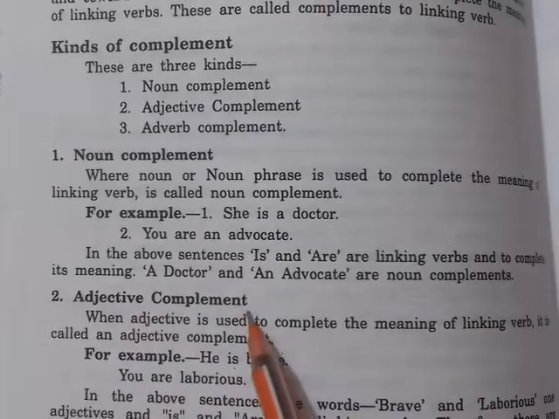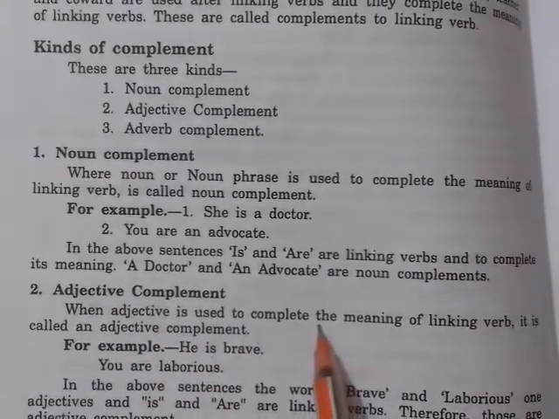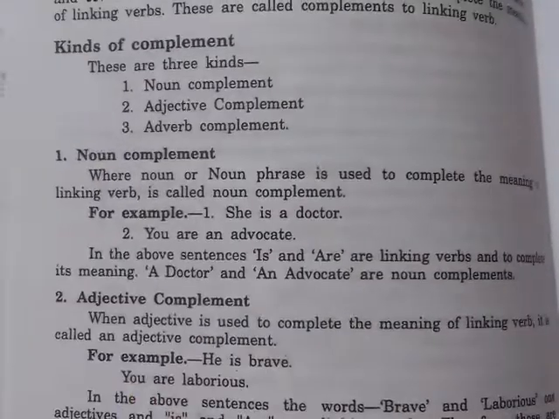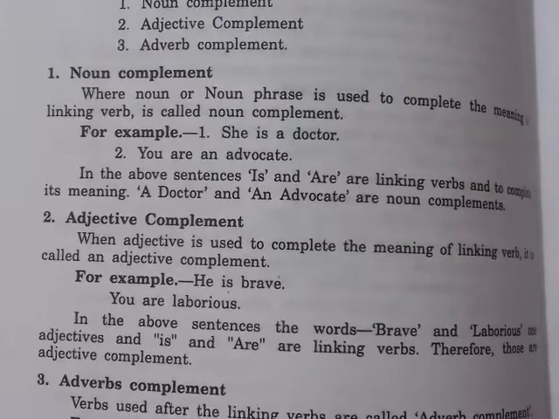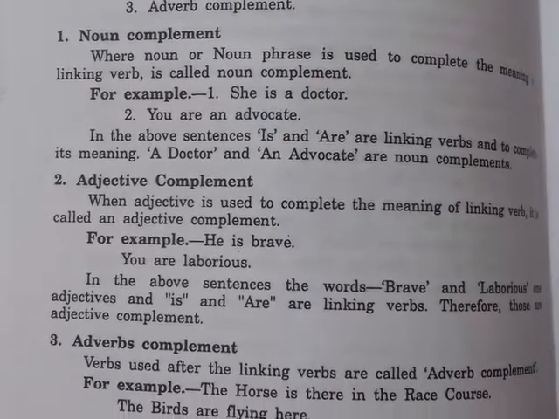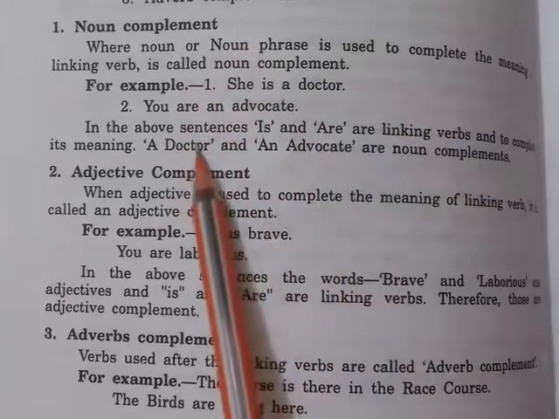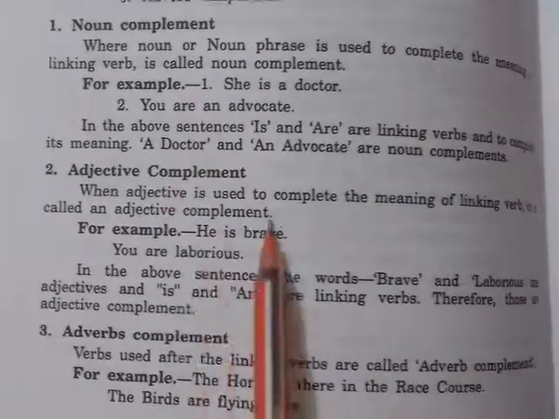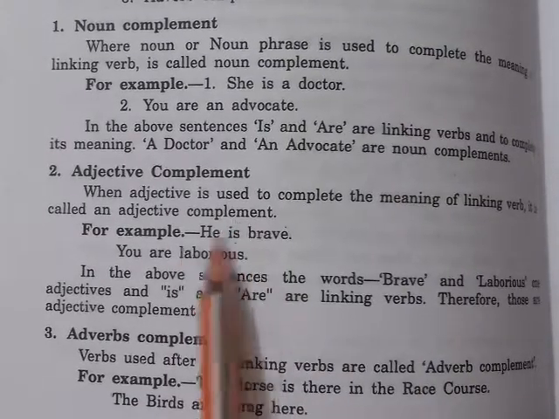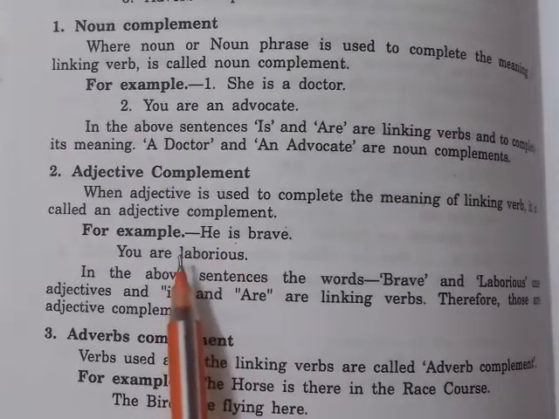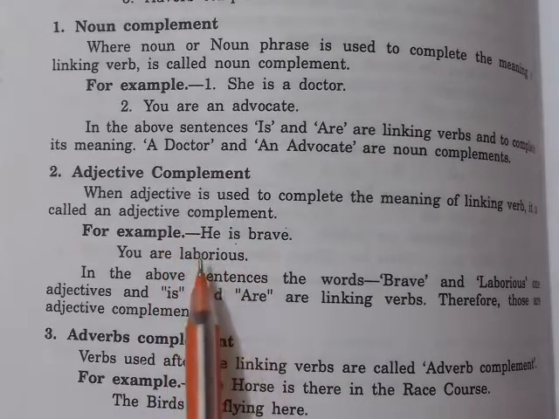Adjective complement: when an adjective is used to complete the meaning of a linking verb, it is called an adjective complement. For example, he is brave, you are laborious. So here brave and laborious are adjectives, and is and are are linking verbs. So these are adjective complements.